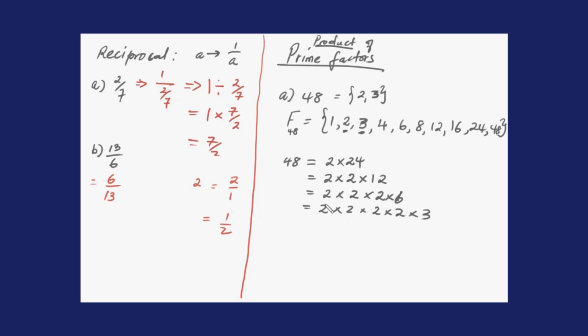48 as the product of its prime factors, or you can write it as 2 to the power 4 times 3. It's still the same. All right. Okay, guys, this is the end of our revision session. We will be continuing with revisions from several topics in our mathematics syllabus.